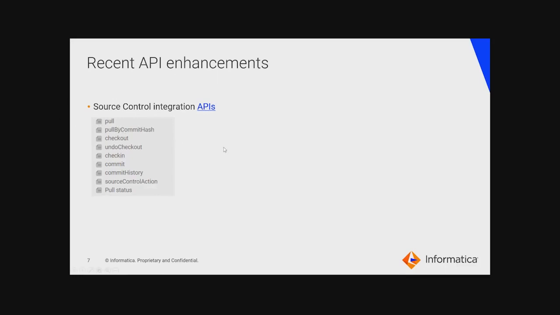Some of these, like pull by commit hash, commit, or source control action, are really very helpful in the IICS CI/CD process. I'll suggest, if you are trying out these REST APIs, first go through docs.informatica.com regarding the format, what type of JSON payload and authentication it is expecting, and then it will give you a fair idea about what all these APIs are. We will be using some of these APIs in our demo for our CI/CD process.